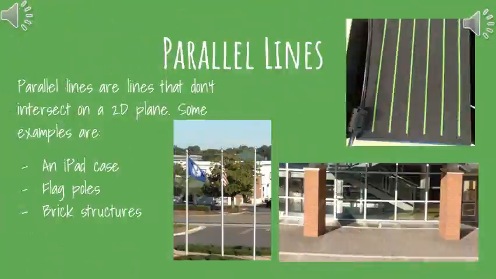Parallel lines are lines that do not intersect on a 2D plane. Some examples are an iPad case, flag poles, and brick structures. Go to the next slide.